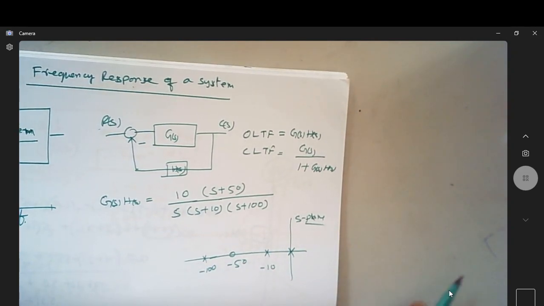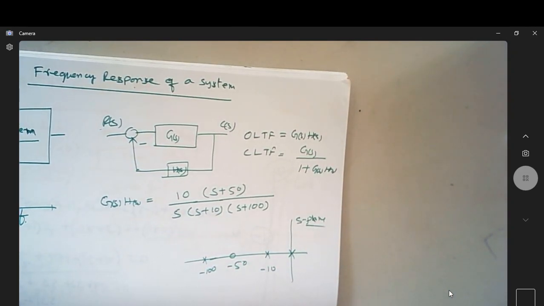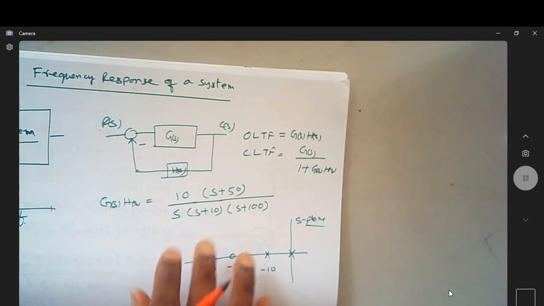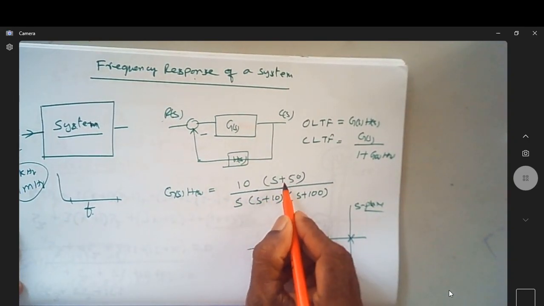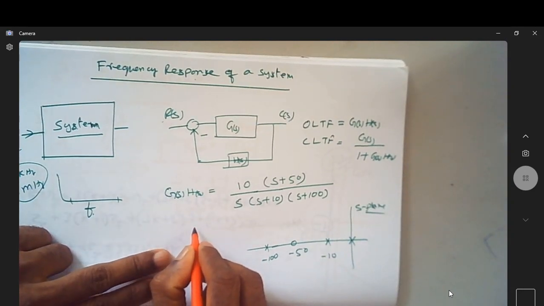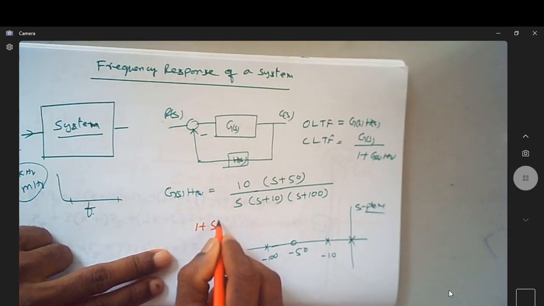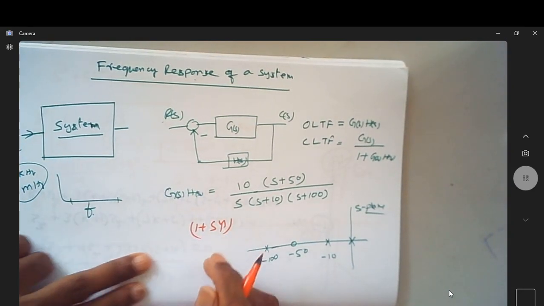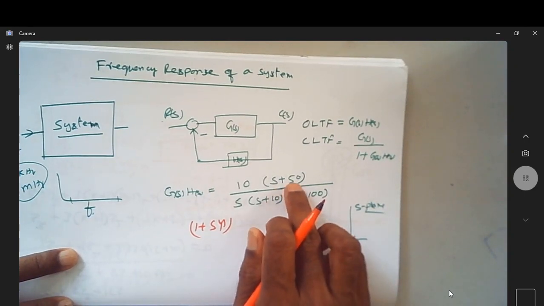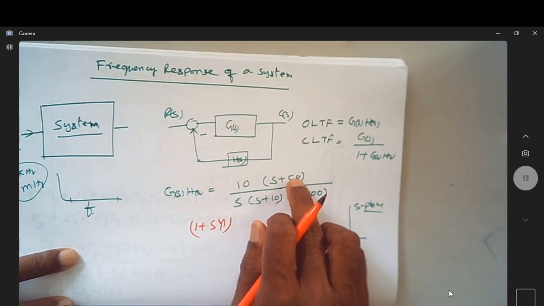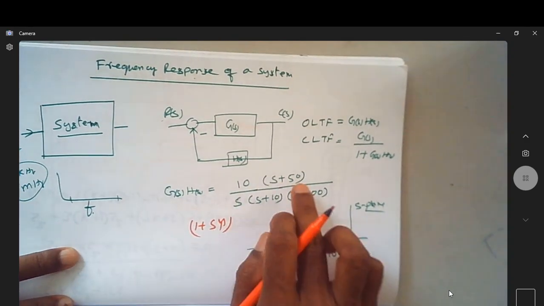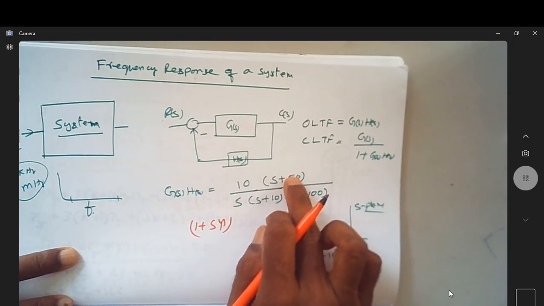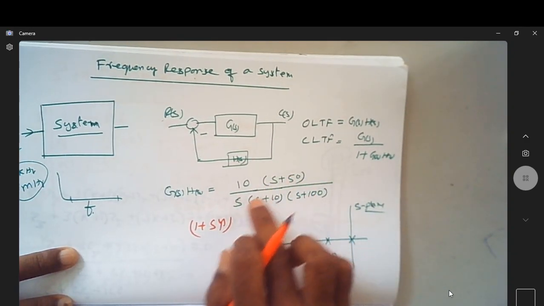So we can find the time constant form of the same open loop transfer function by putting it in the form of 1 plus s tau. Meaning, whatever you have here, 50, you take 50 outside, then this will become 1, whereas this will be s by 50.